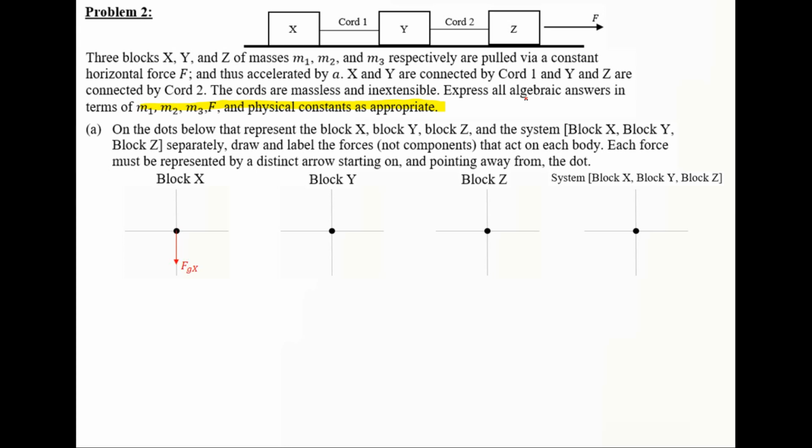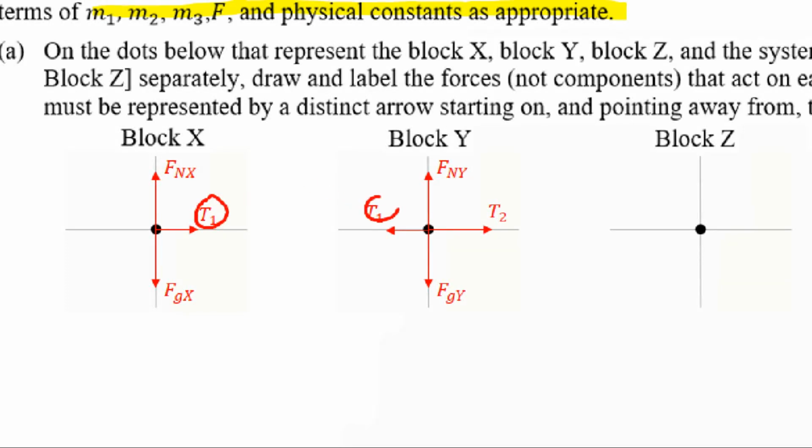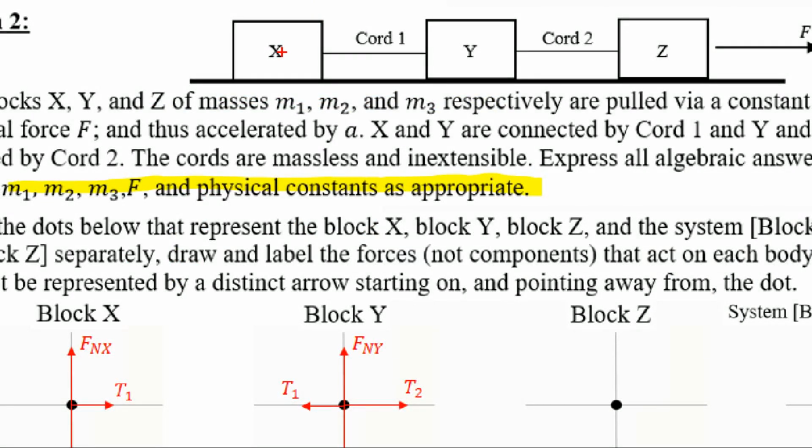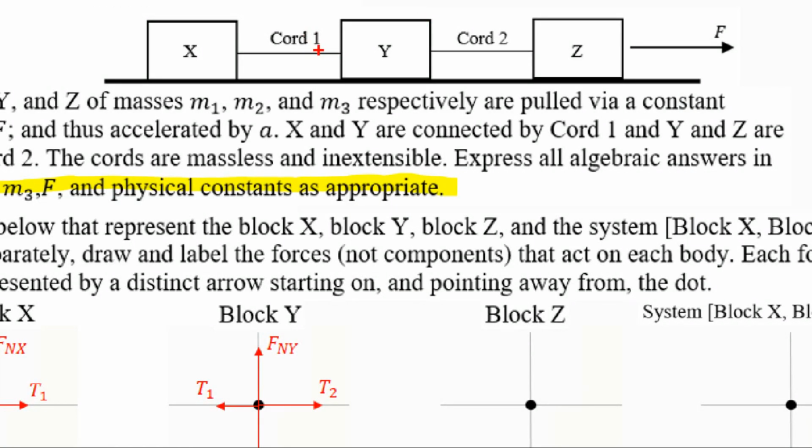For the block X, we have the pull of gravity down, the normal push up, and the tension T1 to the right along chord 1. Now for block Y, there is the pull of gravity down, the normal push up, the tension T1 to the left, and the tension T2 to the right. Notice carefully that the two T1's are represented by the same magnitude but with opposite direction, because X communicates with the chord with the tension dragging it toward the right, whereas Y communicates with chord 1 with the tension T1 pulling it toward the left, because always the tension acts away from the object, whereas the tension T2 would be away from the object to the right.